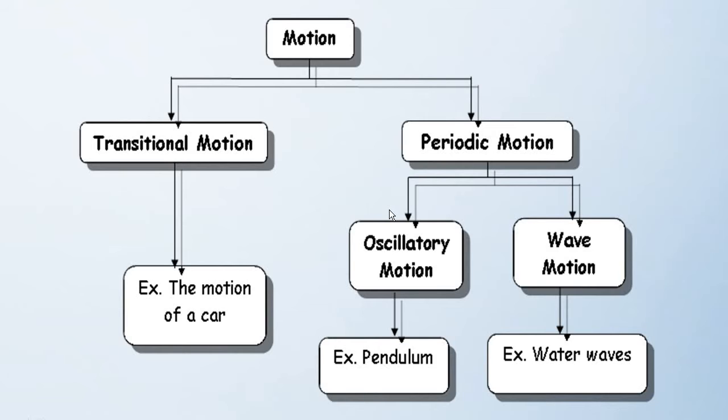This motion has two types, which are oscillatory motion and wave motion. Today we are talking about oscillatory motion, lesson one, and in lesson two we'll talk about wave motion. Oscillatory motion, like what? Like a pendulum. Remember the pendulum or simple pendulum? Yes, it's oscillatory motion.